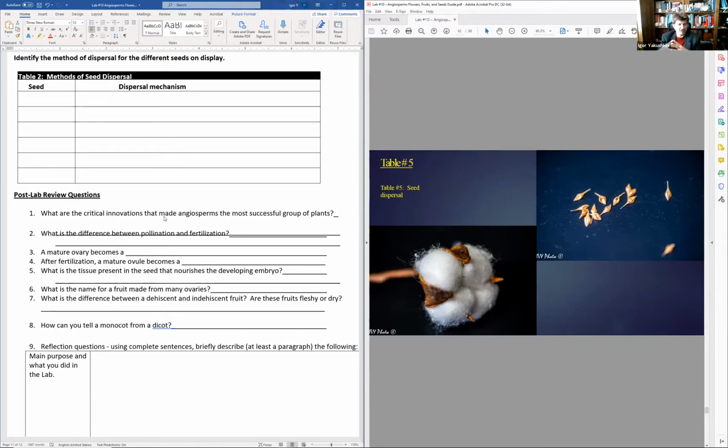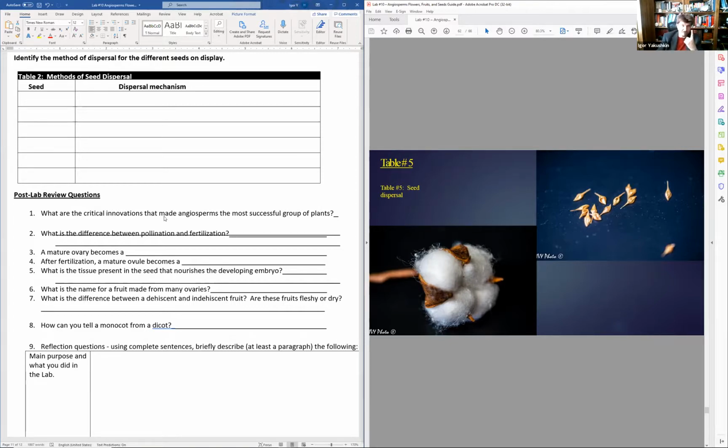What is the tissue in the seed that nourishes the developing embryo? Endosperm. What is the name of the fruit made from many ovaries? Aggregate fruit. What is the difference between dehiscent and indehiscent fruit? Are those fruits fleshy or dry? They are both dry. Dehiscent, whenever the fruit is ripe, it will open up, releasing the seed. Indehiscent will stay closed.